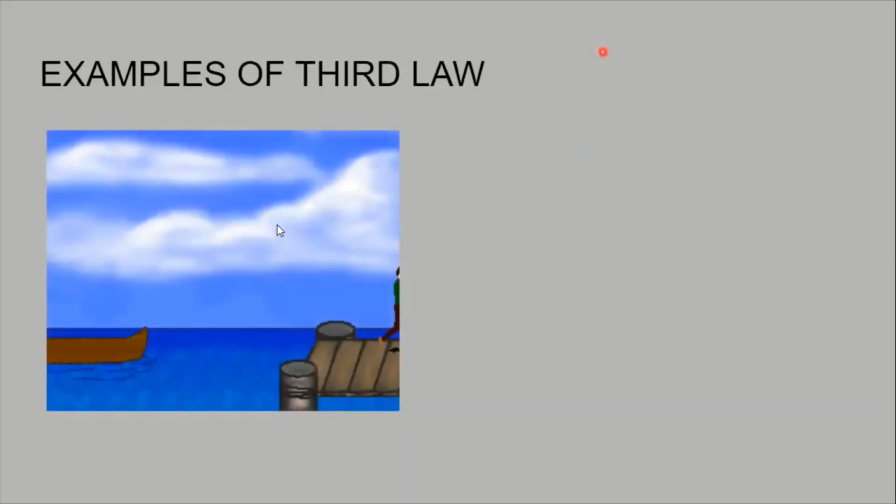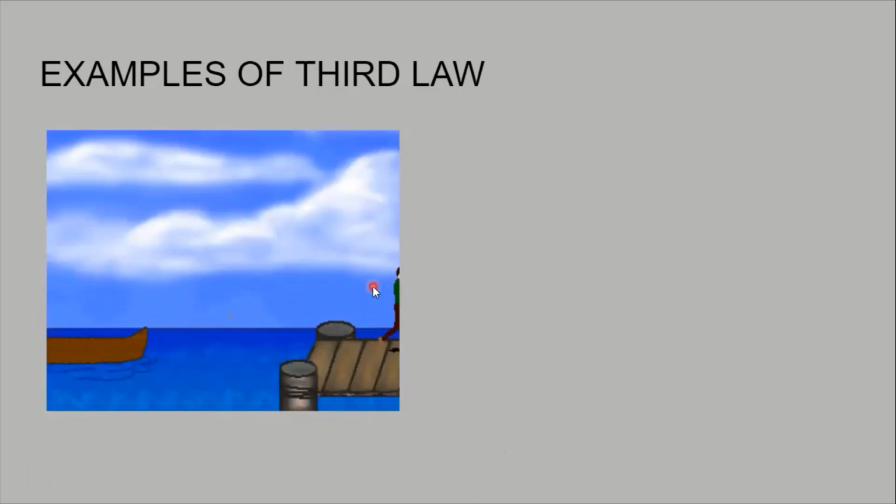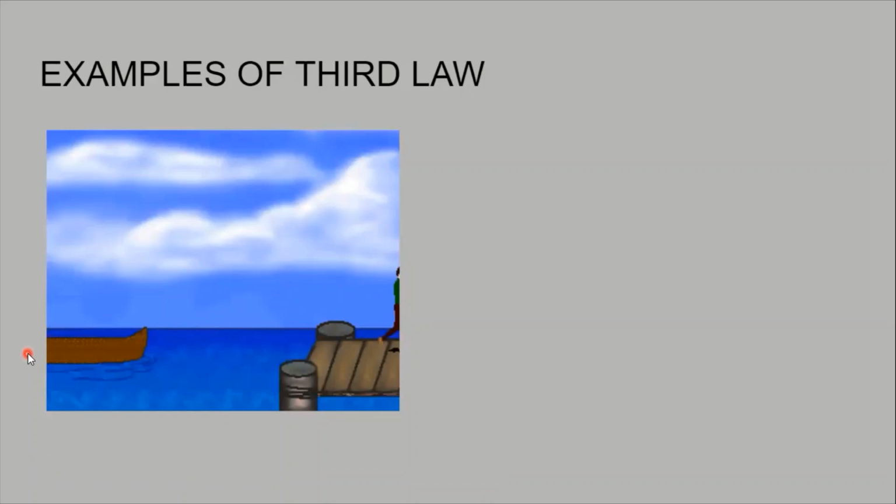So here we see that a man jumps forward from this boat to the shore. Now let's see what is the action and reaction. The action is the man exerts a force on the boat to move backwards. Now what is the reaction? The boat exerts an equal force on the man in the opposite direction, and hence the man lands on the shore.